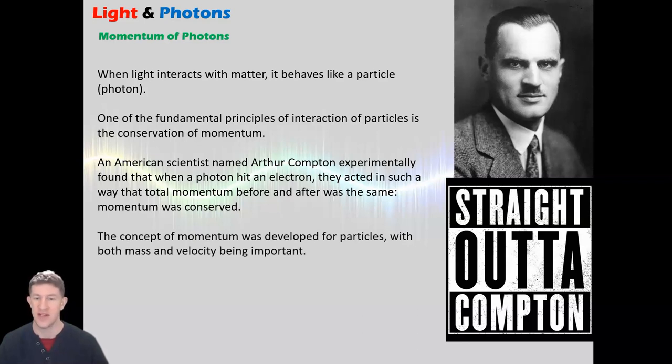The concept of momentum was developed for particles. And particles have mass and velocity, which is very important, because how do you calculate momentum when you've got P equals mv? In the light case, how can a photon hit an electron? An electron definitely has mass, but a photon doesn't have mass. How do you do this kind of calculation?